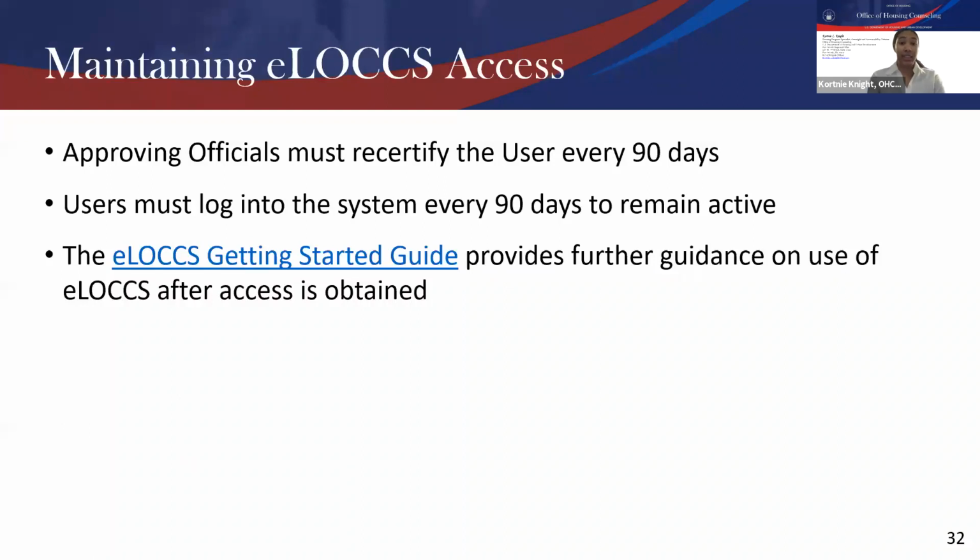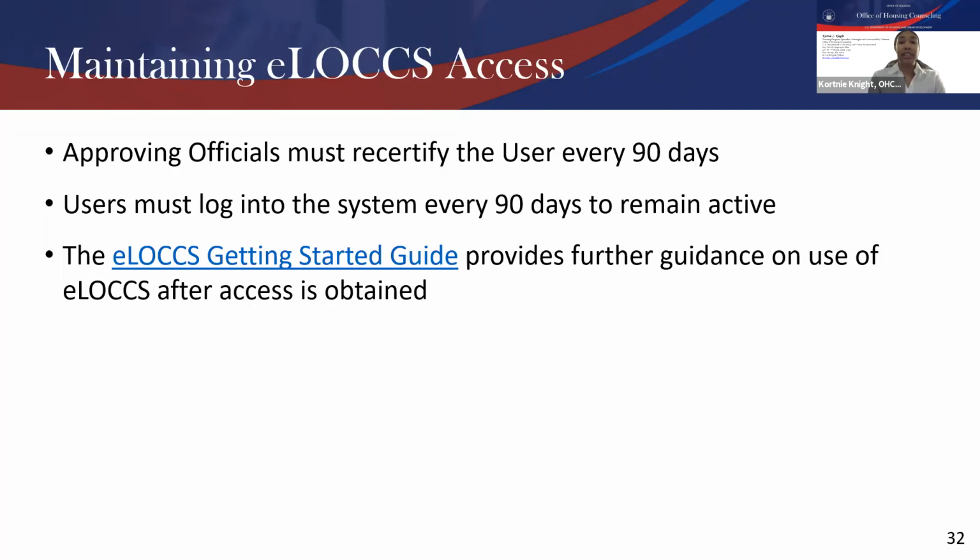To maintain eLOCCS access, the approving official must recertify the user every 90 days. The approving official will receive an auto-generated email from the system, letting them know that it's time to go in and recertify the user. Users must log into the system every 90 days to remain active.